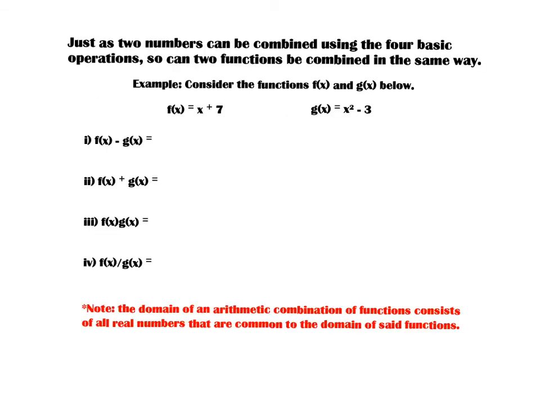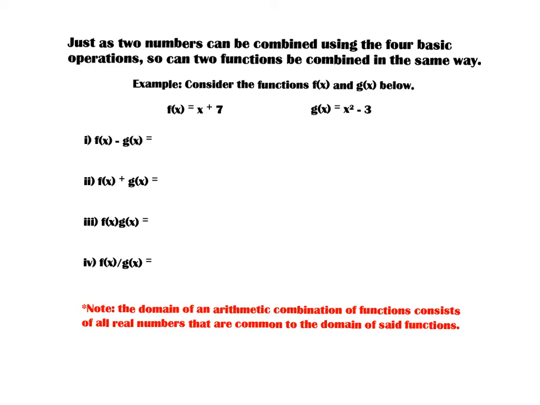Today's lesson is going to use some basic methods of arithmetic: addition, subtraction, multiplication, and division. And just as two numbers can be combined using these four basic operations, so can two functions be combined in the same way. An example, consider the following functions f of x and g of x. f of x is x plus 7, linear. g of x is x squared minus 3, quadratic.